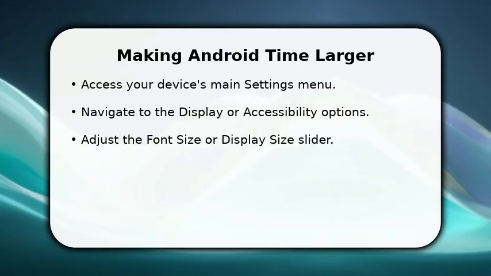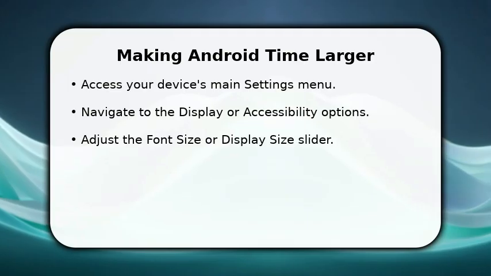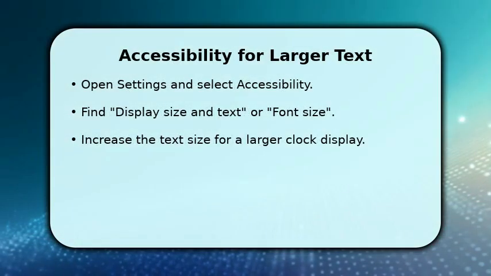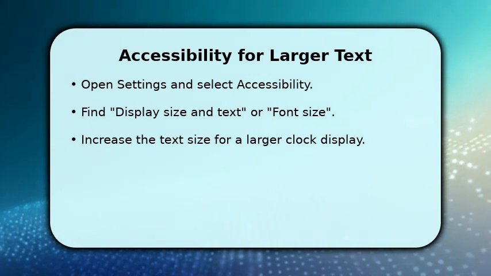Simply move the slider to the right to increase the size of all on-screen text, including the clock, making it much easier to read. Many Android devices offer robust accessibility features designed to enhance readability.